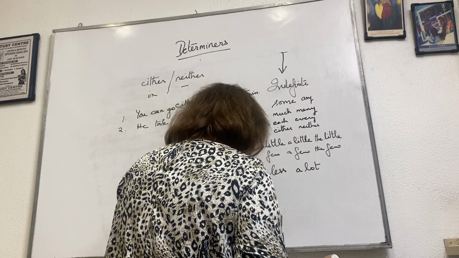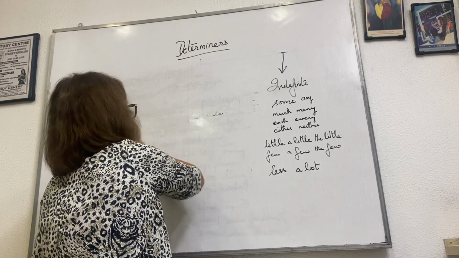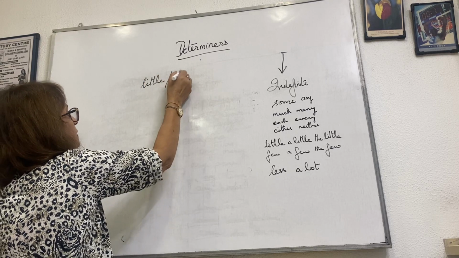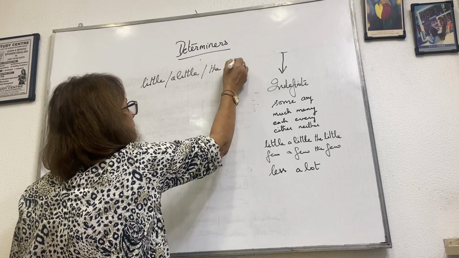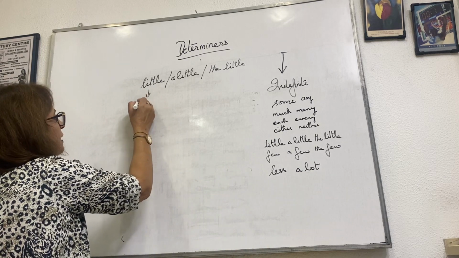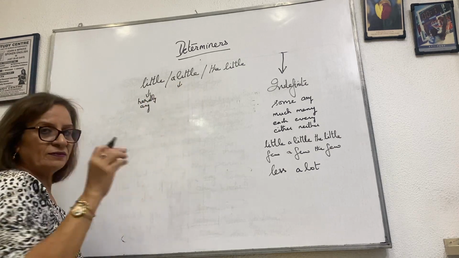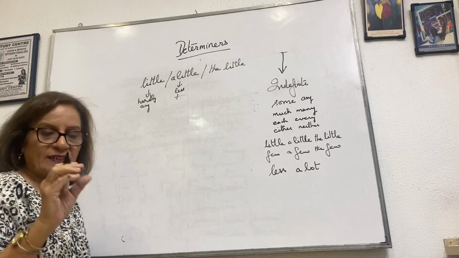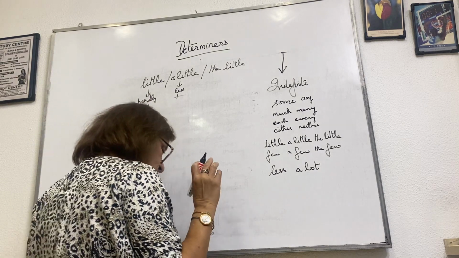Then comes little, a little, and the little. Little means hardly any. A little means less, but there is some. Less, but some. It is positive. There is a less amount, but there is some. Okay, but it is less. So it gives a listing.